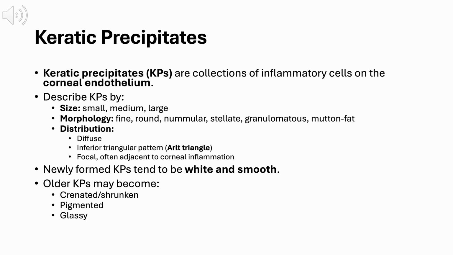of corneal inflammation. Age matters too. Freshly formed KPs tend to be white and smooth, while older ones become crenulated and shrunken, pigmented, or glassy. So KPs carry information about both the type and the timeline of inflammation.